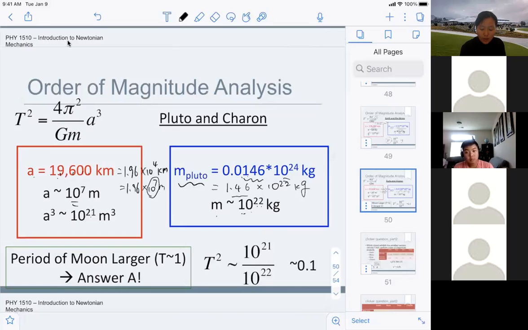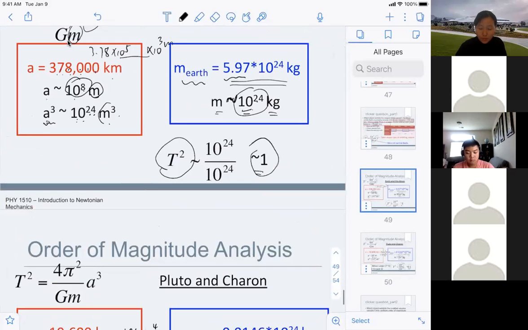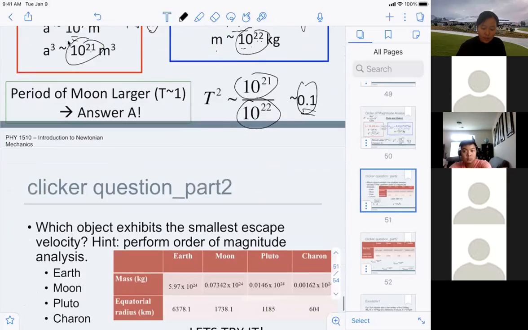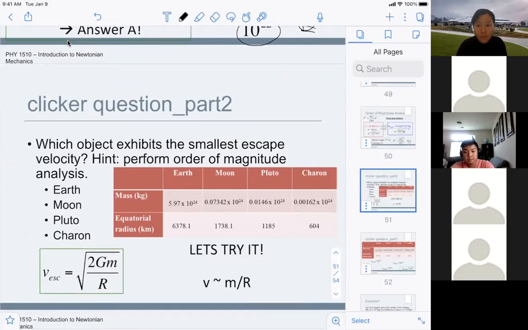So you're looking at A cubed over mass, which is 0.1. That shows this is smaller than the period of the Moon. We simply only looked at the order of magnitude. So this helped us simplify the calculation. If you had plugged everything in with all the zeros in it, that would be much more difficult. Okay, so that's the first question.